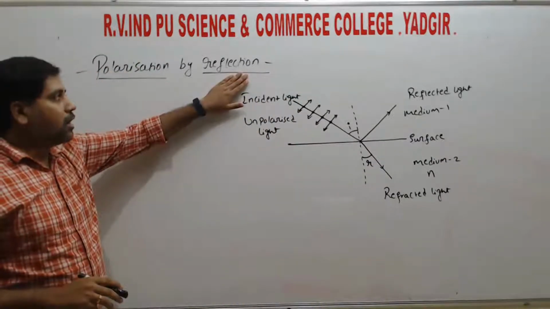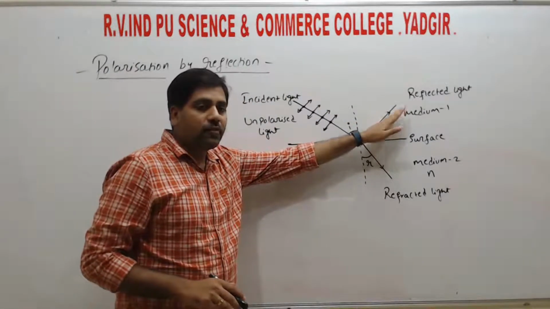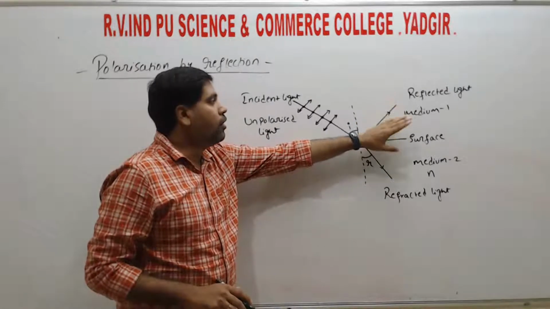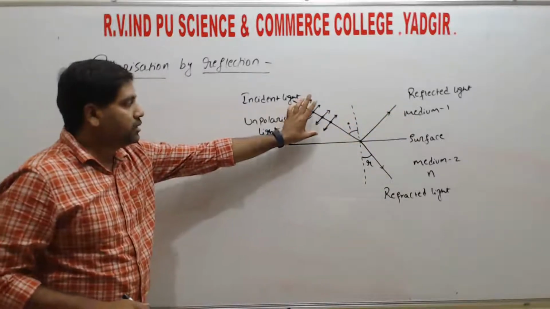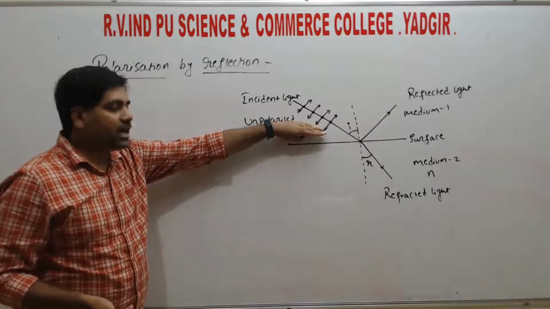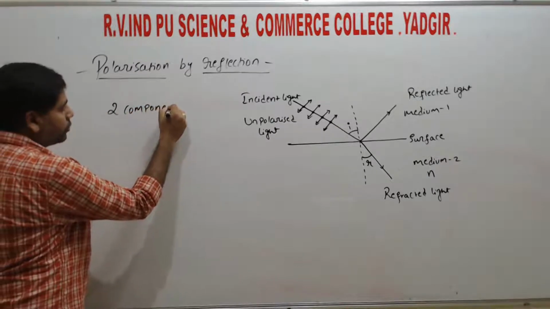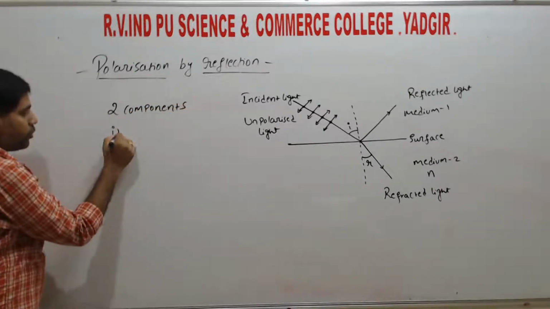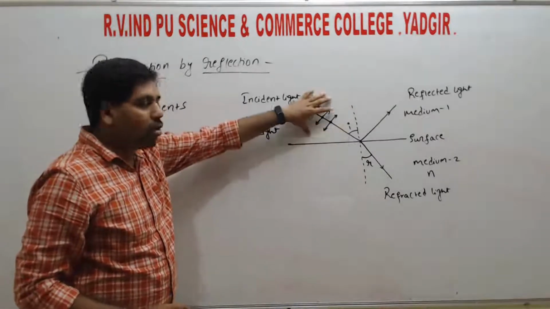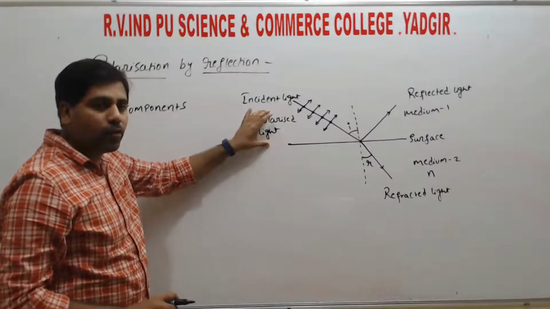Here we already said that in the reflected light we need only the vibrations of the light particles vibrating in only one plane. For that, we consider the incident light as two components. In the first component, the particles are vibrating in all directions. That is why this is called unpolarized light.